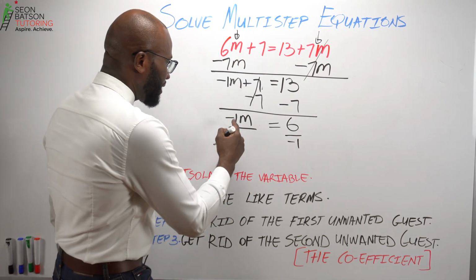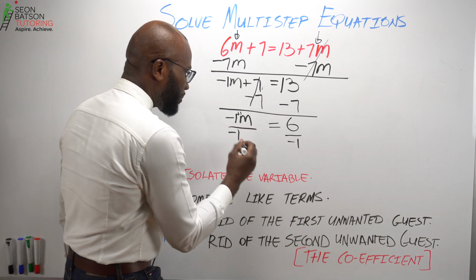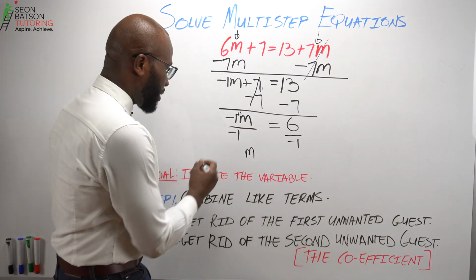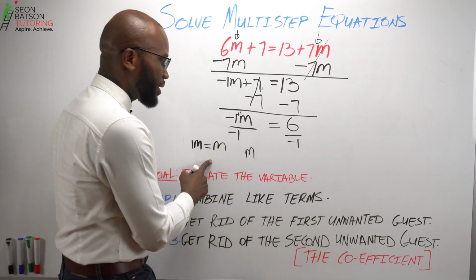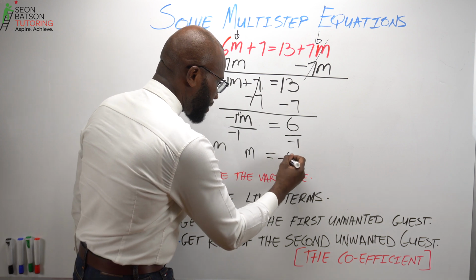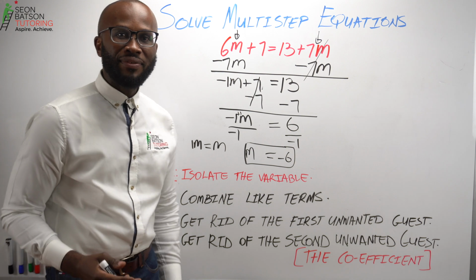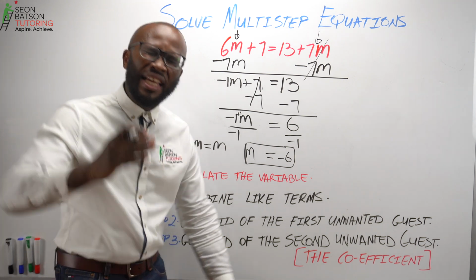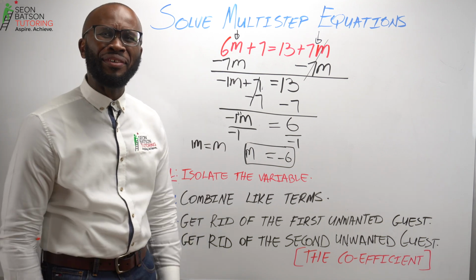Let's divide. Negative 1 divided by negative 1 is positive 1. So we have a positive 1m, or just m, because 1m is the same as m. And then on the right side, 6 divided by negative 1 is negative 6. So m is equal to negative 6. How was that? It's very simple. It's very straightforward. Exciting stuff.